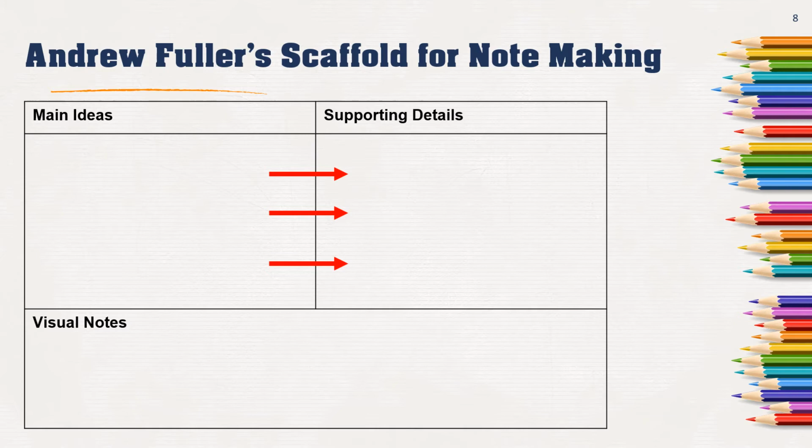Down the bottom, he suggests that you then turn all the things that you've been writing about into visual notes where you do icons and labels to remind you of the gist of what you've been learning. So if you're a visual learner, drawing or dumping icons in will really help you to capture what's important.